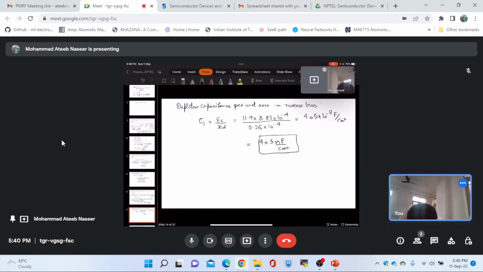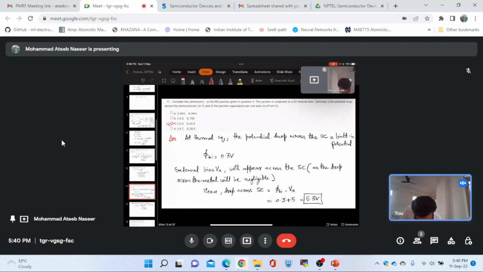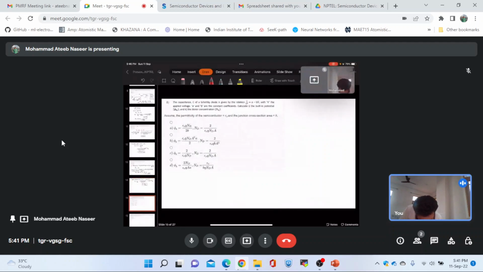So it will clearly go to the option C. So the option C is the correct option to select from. Now let's move to the another problem. It is the question number 8 of this assignment 5.